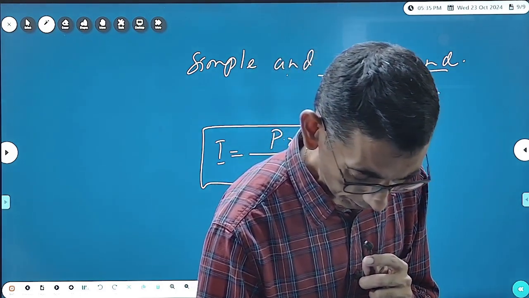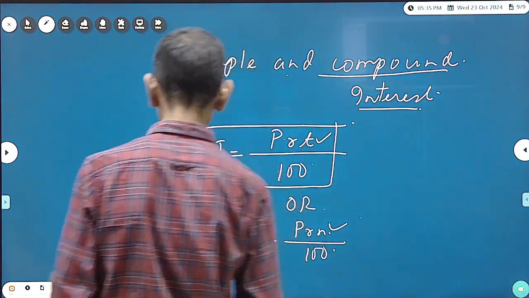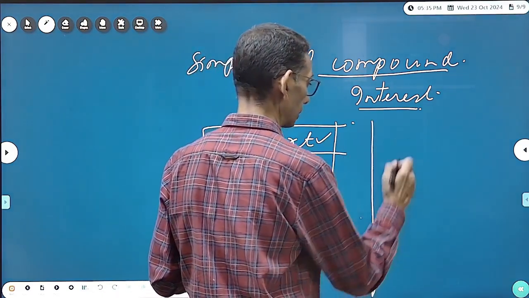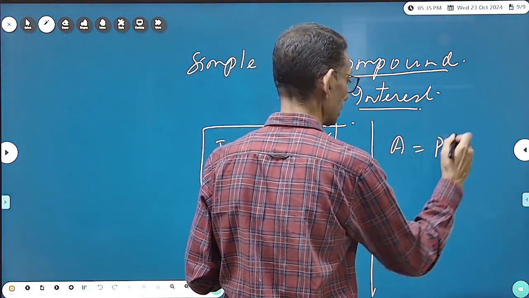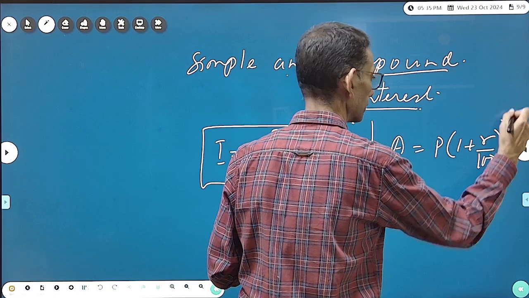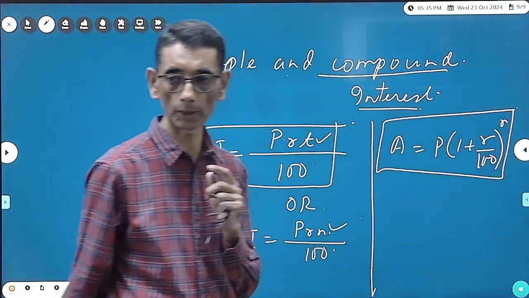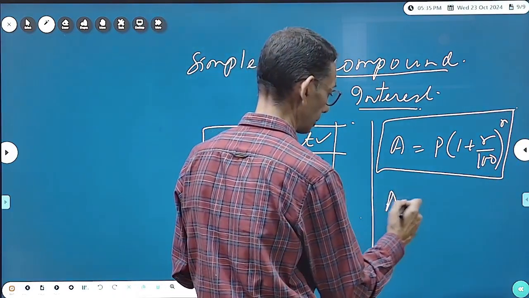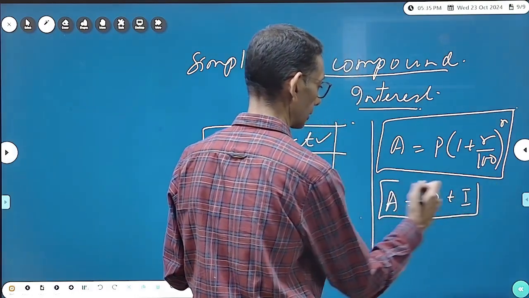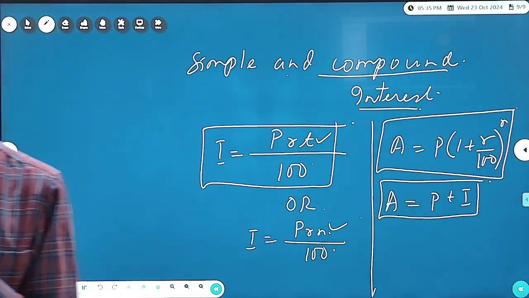Okay. I think you know the compound interest formula. So the amount formula, do you remember that? Write down the formula. Amount A is equal to P times 1 plus R by 100, whole to the power n. This is the amount formula. What is the meaning of amount? Amount means P plus I. Principal plus interest together is called amount.